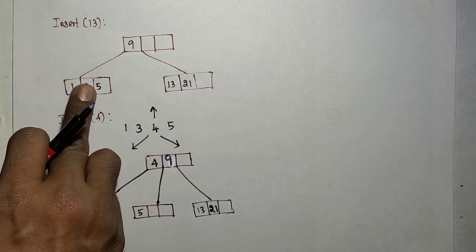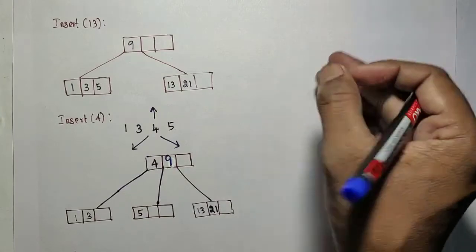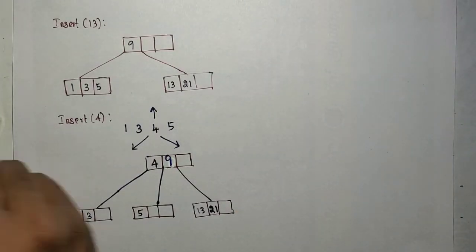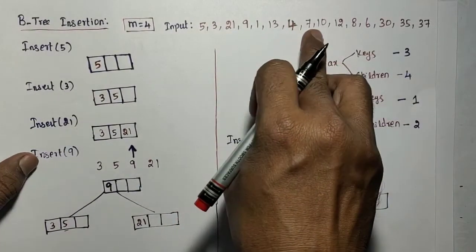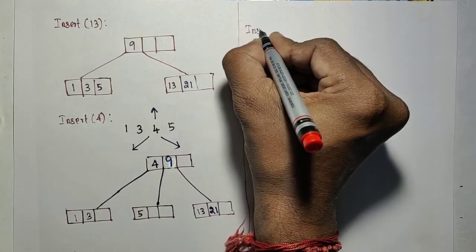So this node is getting split. The level will get increased only when space is also not available in the previous level. Next I need to insert 7, after the 4. Okay, insert 7.